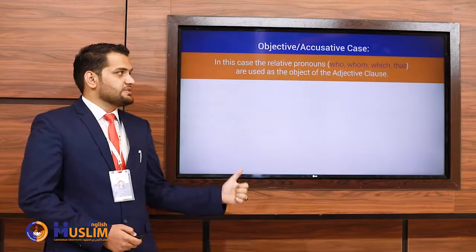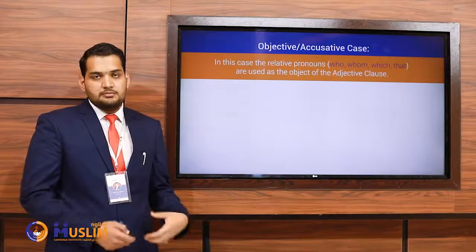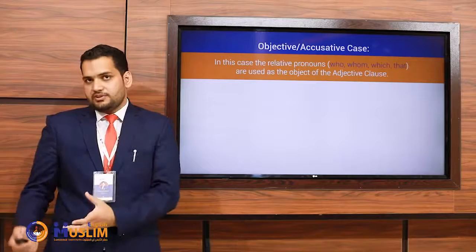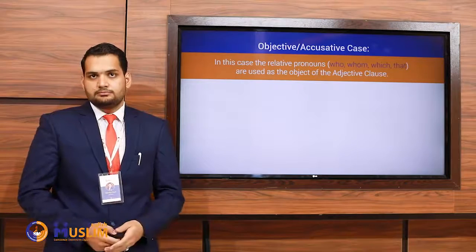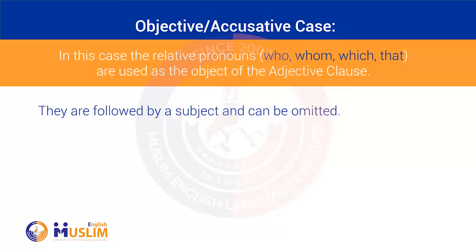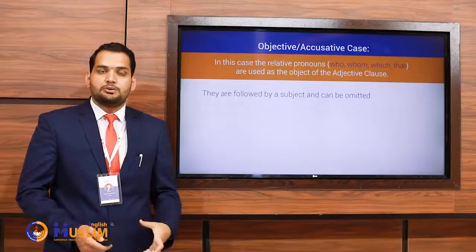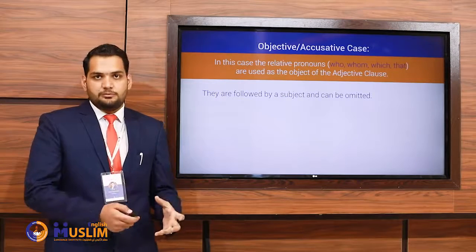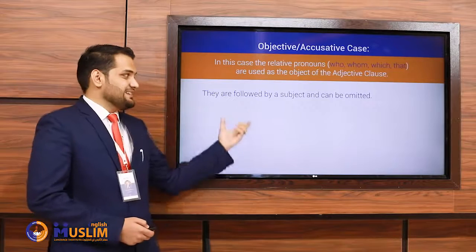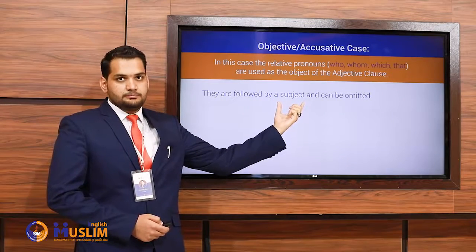Secondly, if who is used as the subject of an adjective clause, it is formal. But if it is used as the object of an adjective clause, it is informal. But whom is always formal. Remember, they are followed by a subject and can be omitted. Unlike the subjective case of relative pronouns, in which we use a verb after the relative pronouns, in this case, we use a subject after the relative pronouns.